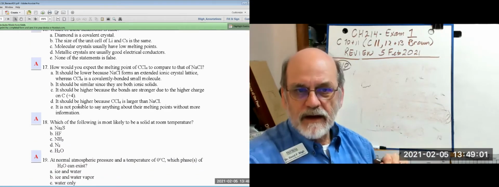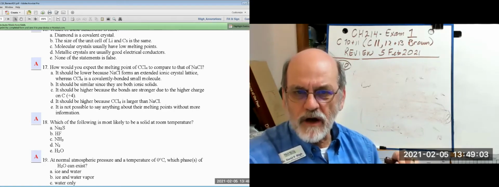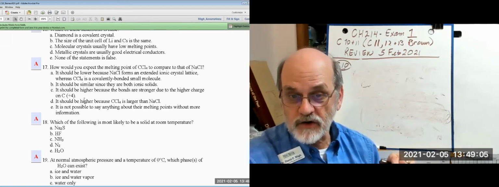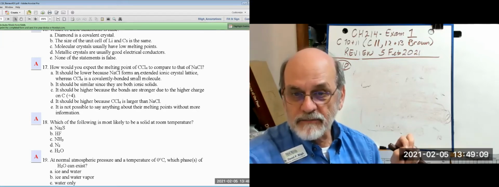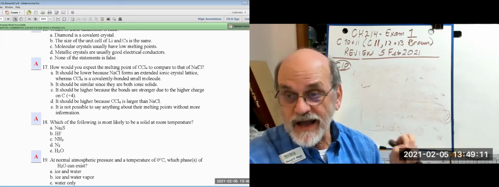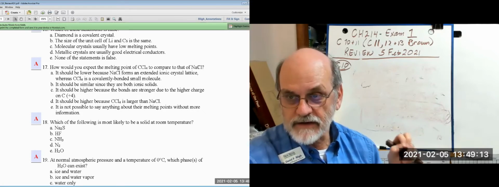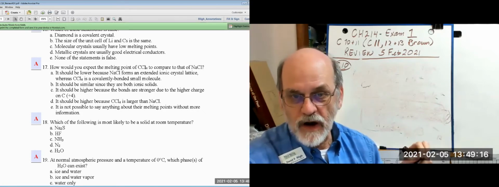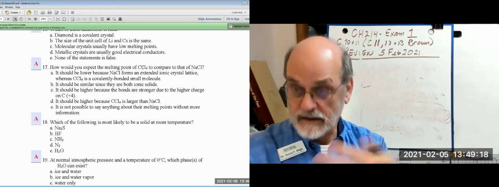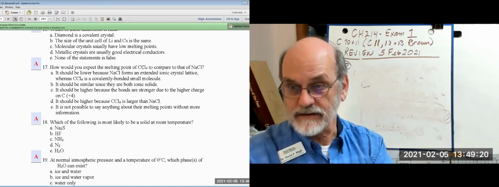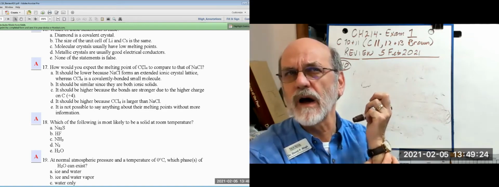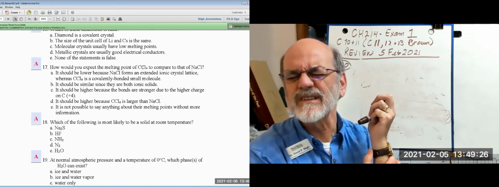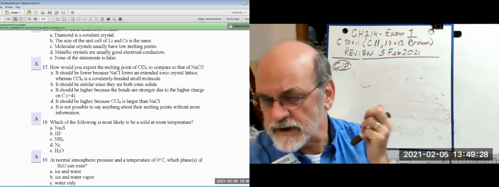17. How would you expect the melting point of carbon tetrachloride to compare with that of sodium chloride? The melting point of sodium chloride would be very high. It takes very high temperature. Whereas carbon tetrachloride, in fact, at room temperature is a gas. Carbon tetrachloride, hold on a second. It's a liquid, but it's very volatile.